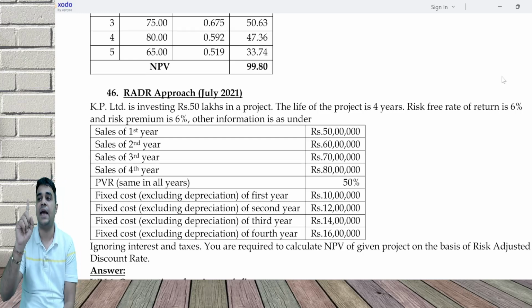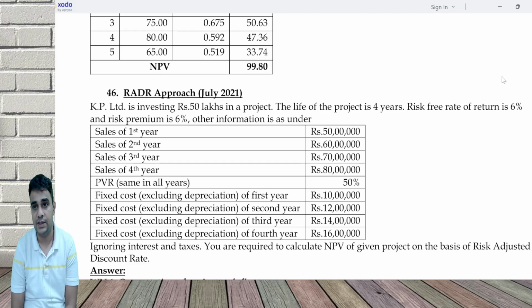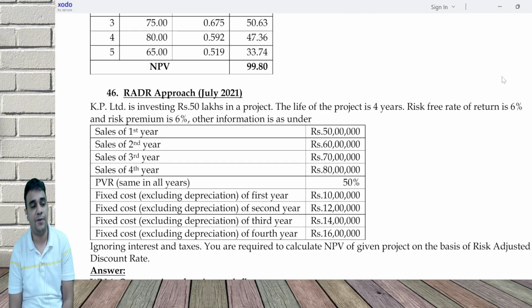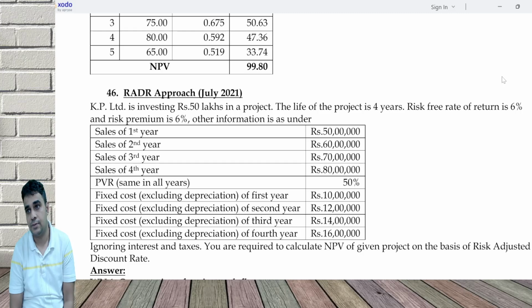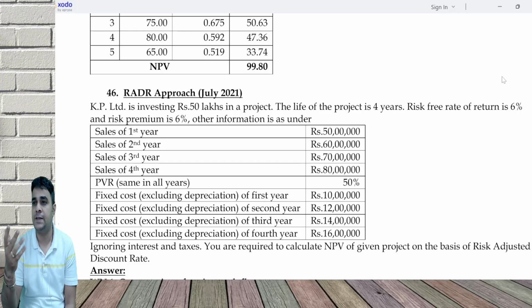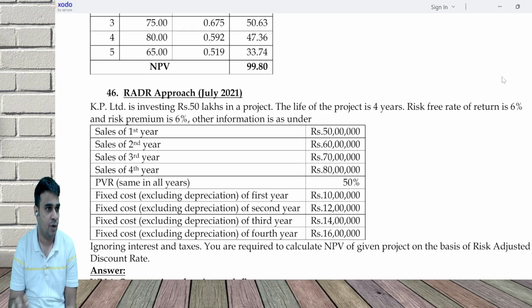Can you tell me what is the cash flow for first year alone? Sales is there, PVR is there, and fixed cost is there. First year cash flow alone: 50 lakh into 50%, that is the contribution, minus the fixed cost. PVR gives the contribution. No depreciation, no tax, nothing is there. So again, a very simple question. Cash flows are given. You need to discount at 12%.